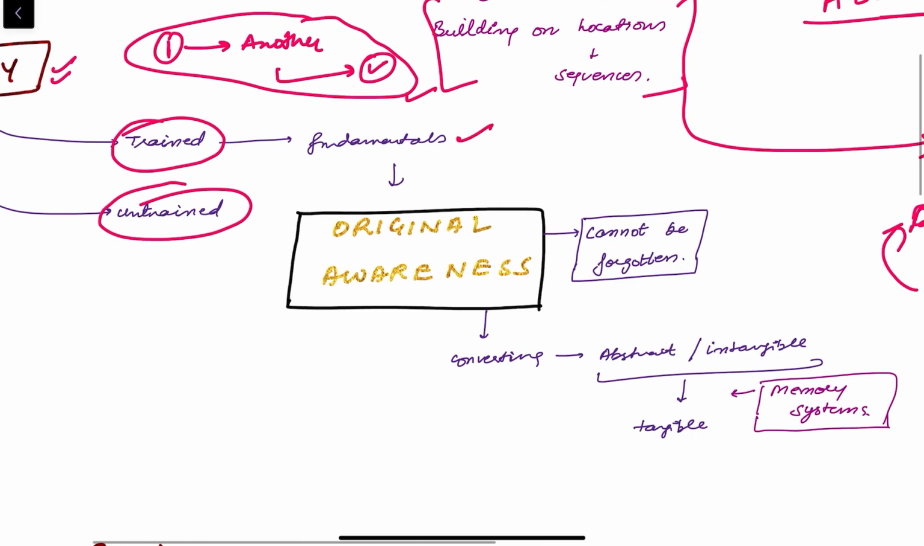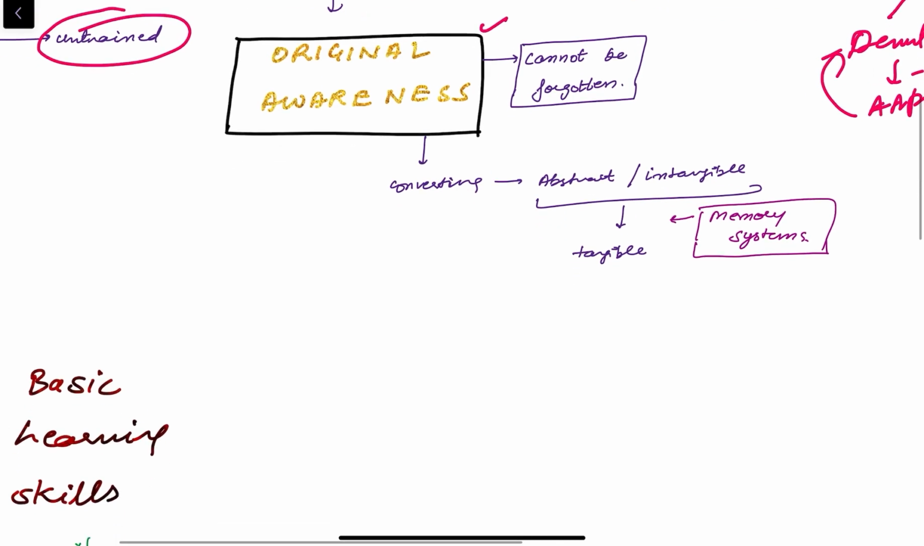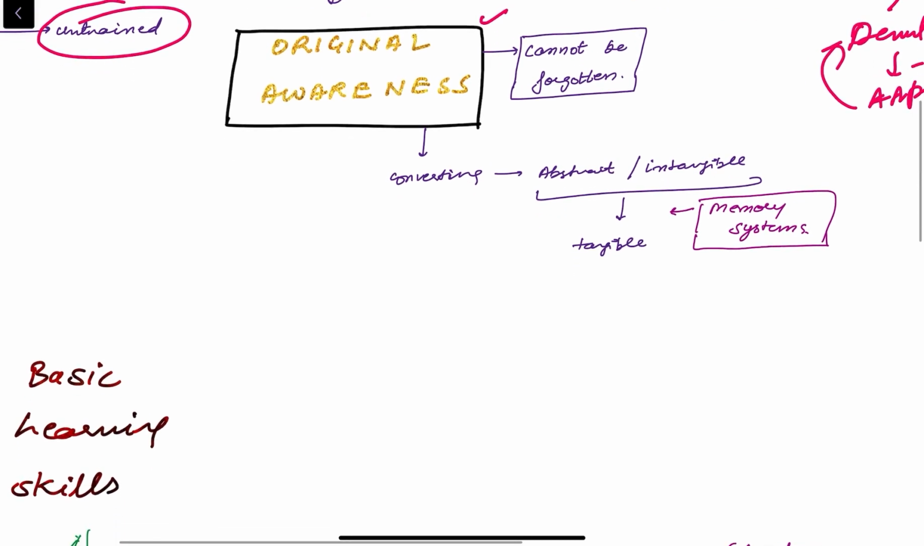Now fundamentals. So fundamentals involve original awareness. So original awareness is like it's originally aware of things. As in, for example, if I saw someone wearing a red hat in a crowd of people wearing beige hats, then I will definitely remember them. Okay, so original awareness also is about converting abstract or intangible stuff into tangible. Okay, and this is where memory systems come into place.